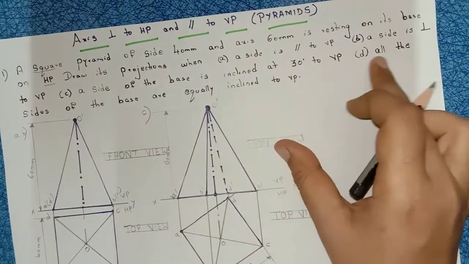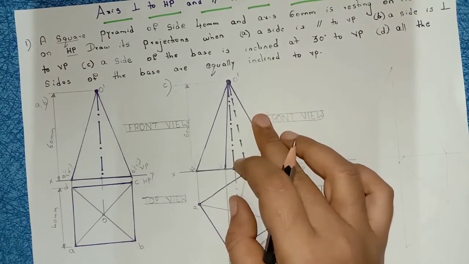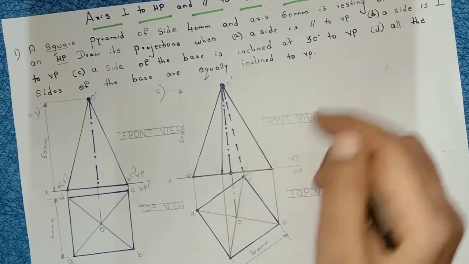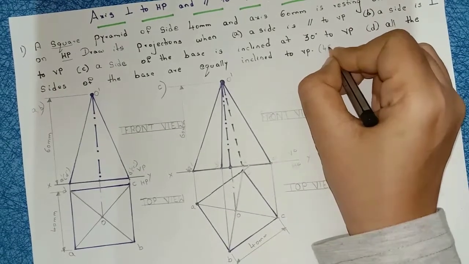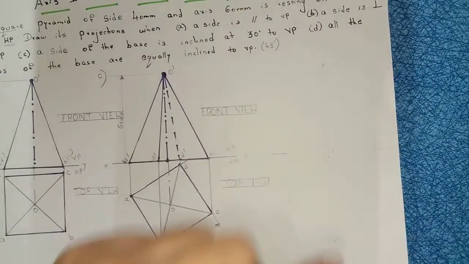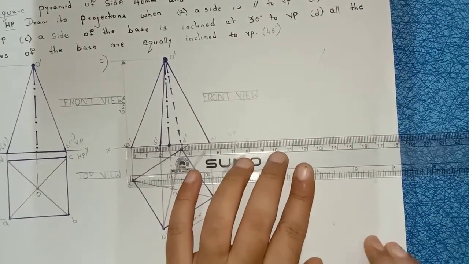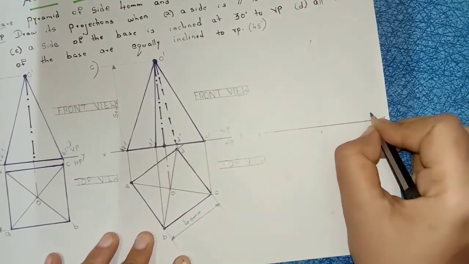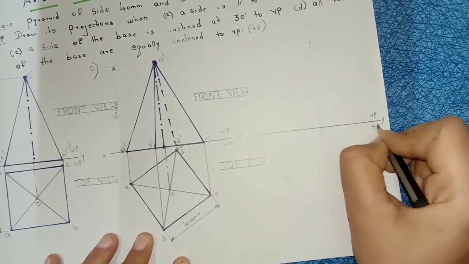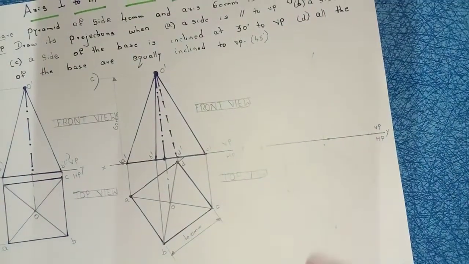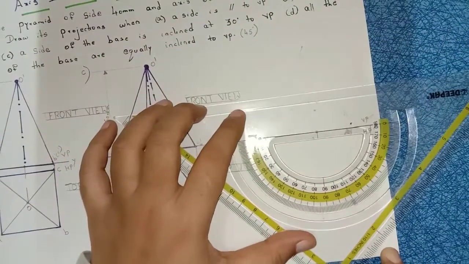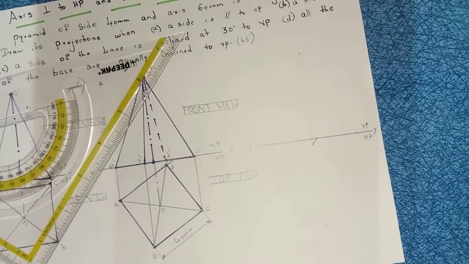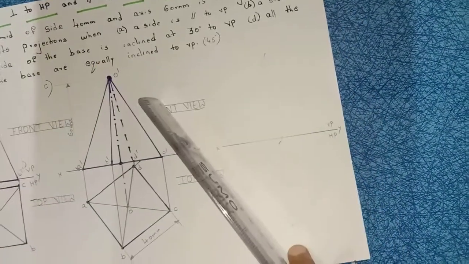Now coming to D bit. All the sides of the base are equally inclined to VP. Equally inclined means the angle is 45 degrees. 45 degrees to VP. Same process. Draw the reference line. Name it as XY. Vertical plane, horizontal plane. Mark any point on the reference line. Place your protractor on that line. 45 degrees. No, I am marking 45 degrees. Then next I will use 5 mm gap. Right. After that I will construct the square.